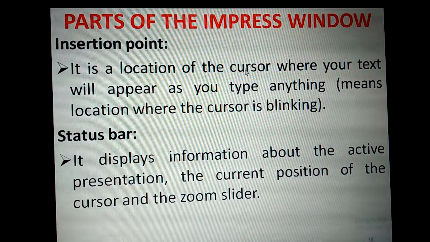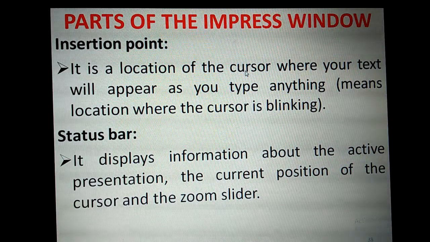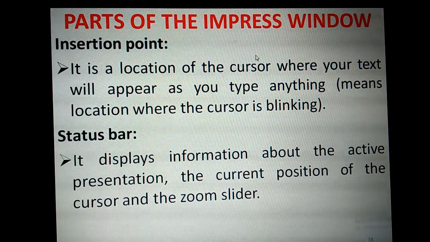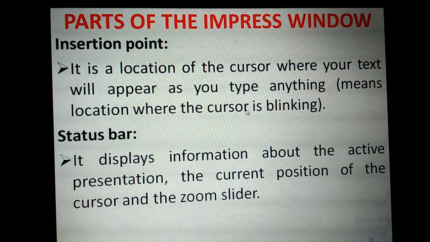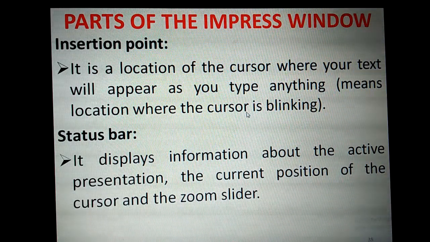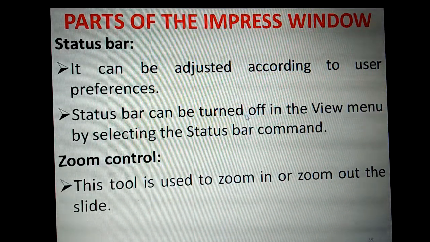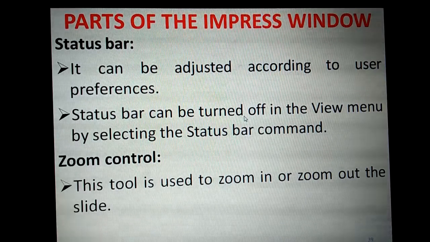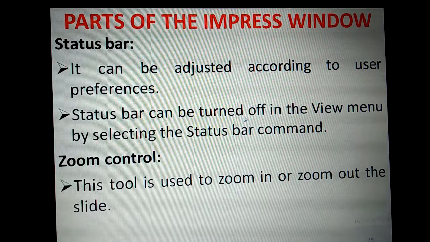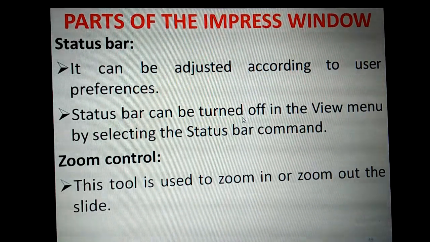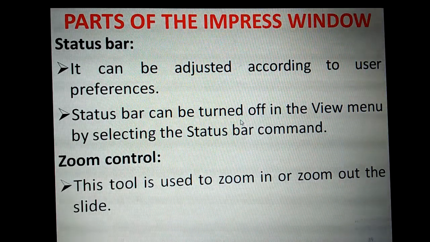Okay, the status bar displays information about the active presentation, the current position of the cursor, and the zoom slider. So the zoom slider and the current position of the cursor, everything you can see with the help of the status bar. It can be adjusted according to user preferences. It can be turned off in the View menu by selecting the Status Bar command. So we can turn this status bar off with the help of the View menu.